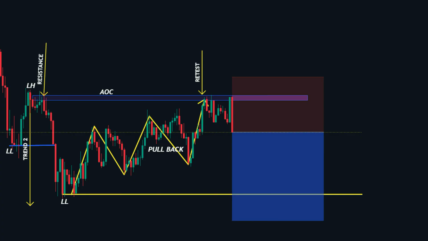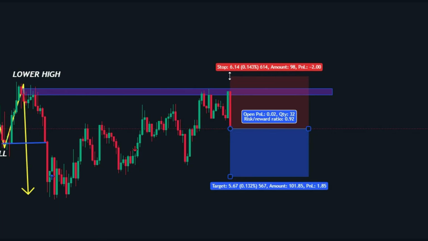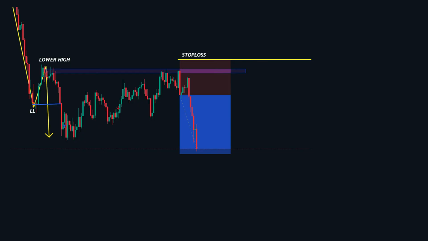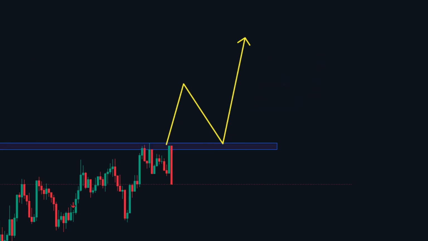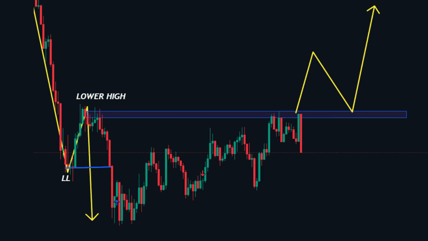Now I can define the trade properly. Entry is around the rejection area. The stop loss belongs above the zone, because if price breaks and holds above that area, sellers are no longer defending the level. Invalidation is this.